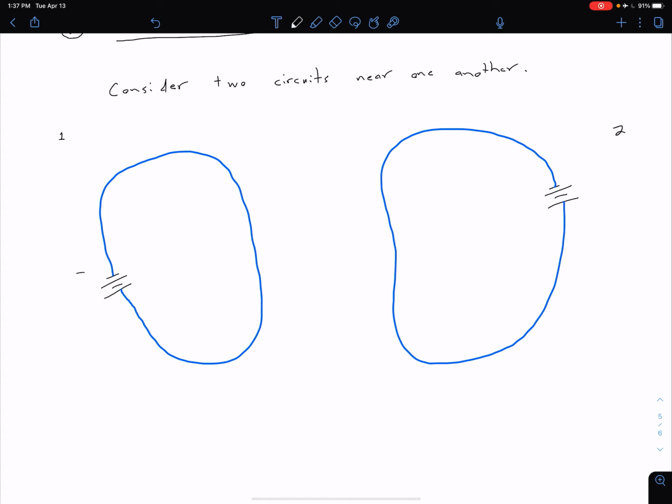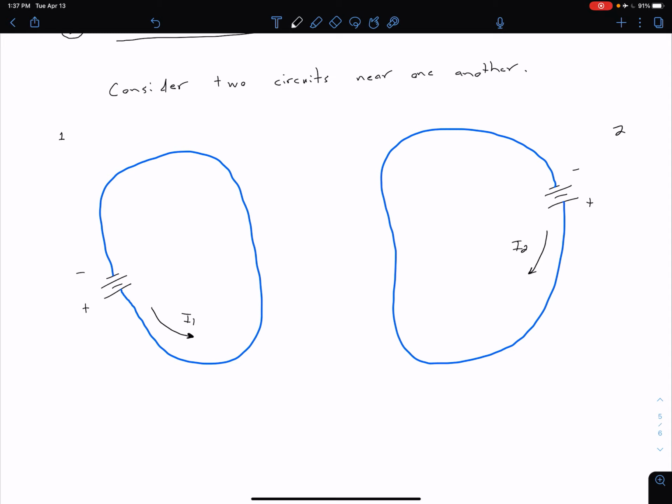I've just got some battery with a given polarity, and that's going to be causing a current to flow through whatever elements we have. We're not really worried about that. We're just interested in the fact that we have some currents flowing. So for our circuit 1 on the left, we're going to have some current I1, which is flowing counterclockwise. And in the circuit on the right, circuit number 2, we're going to have some current I2, which is flowing clockwise as shown here.